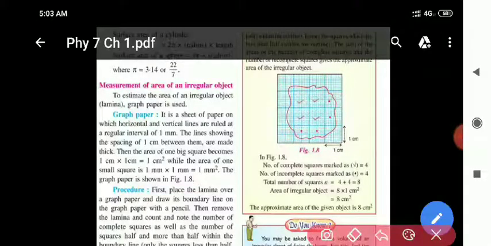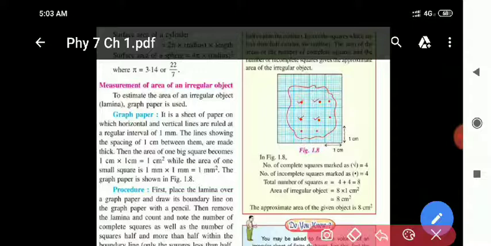We can measure the area of an irregular object by putting the object on graph paper. Look here in the activity. Putting the object on the graph paper, with the help of a pencil make the outline of the irregular object. Suppose it is a stone. We make the outline of the stone on the graph paper, and we just identify the number of complete squares, which are marked with a tick. These are the complete squares that are marked as tick.